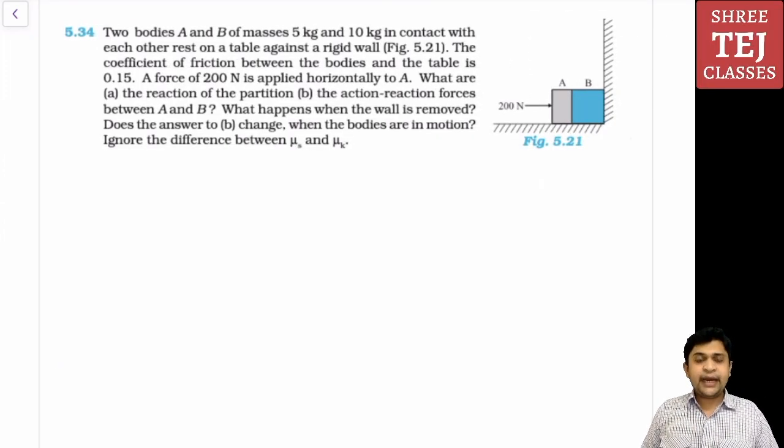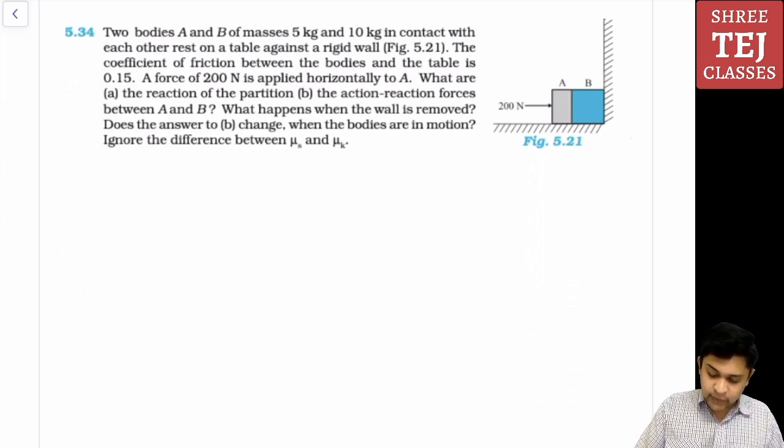Question 5.34. Two bodies A and B of masses 5 kg and 10 kg in contact with each other rest on a table against a rigid wall. The coefficient of friction between the bodies and the table is 0.15. Force of 200 Newton is applied horizontally to A. What are A, the reaction of the partition, and B, the action-reaction forces between A and B?